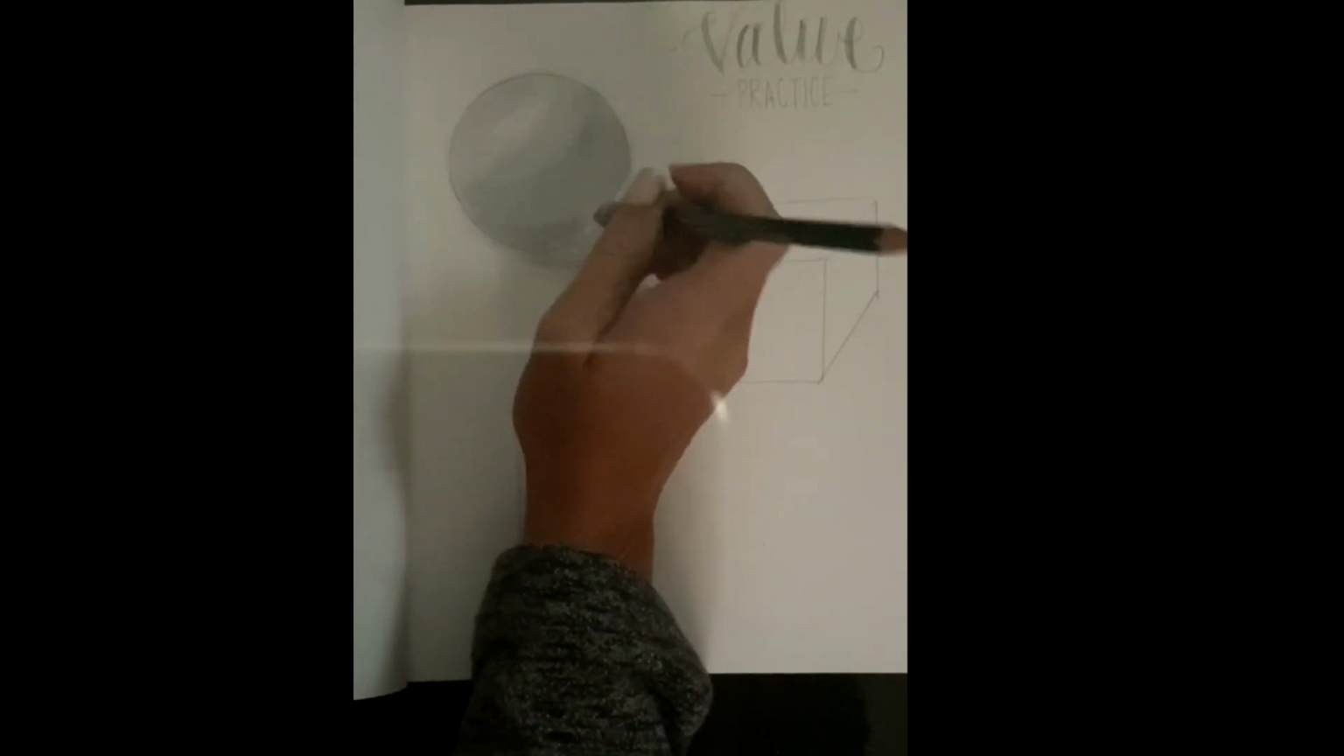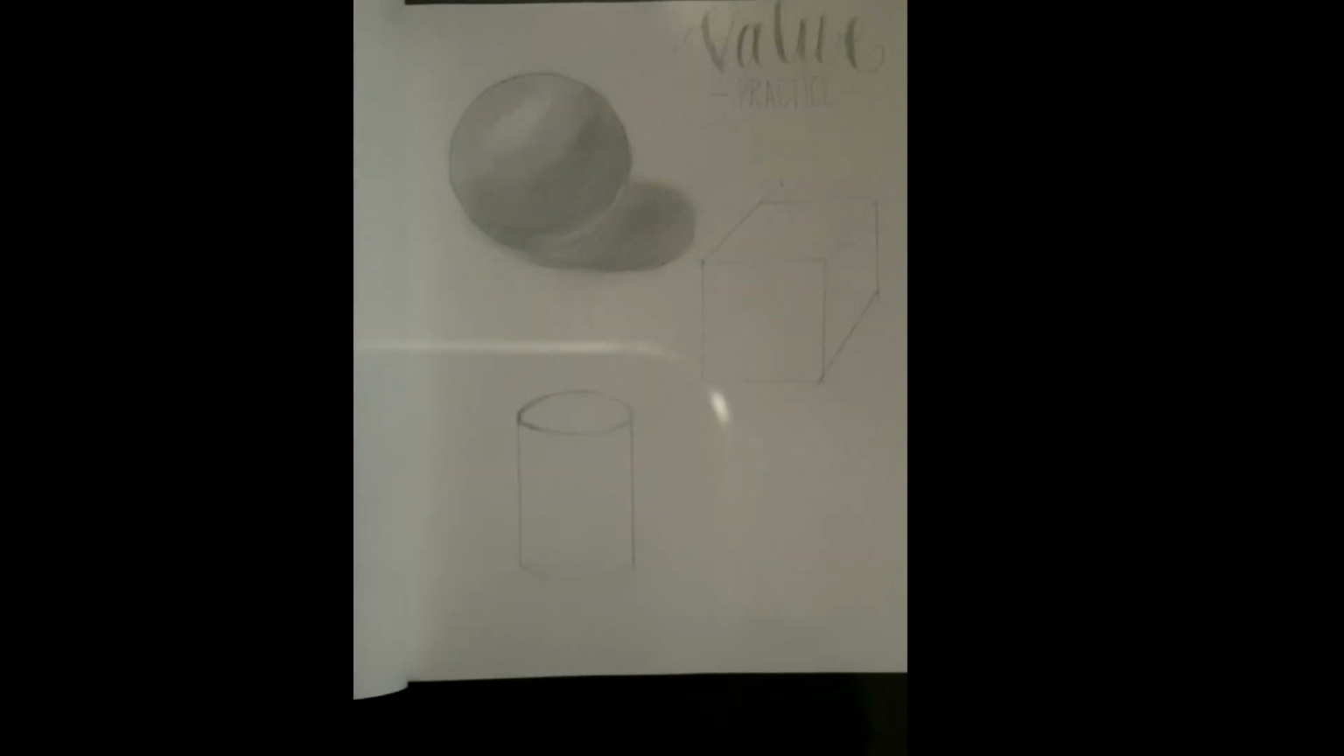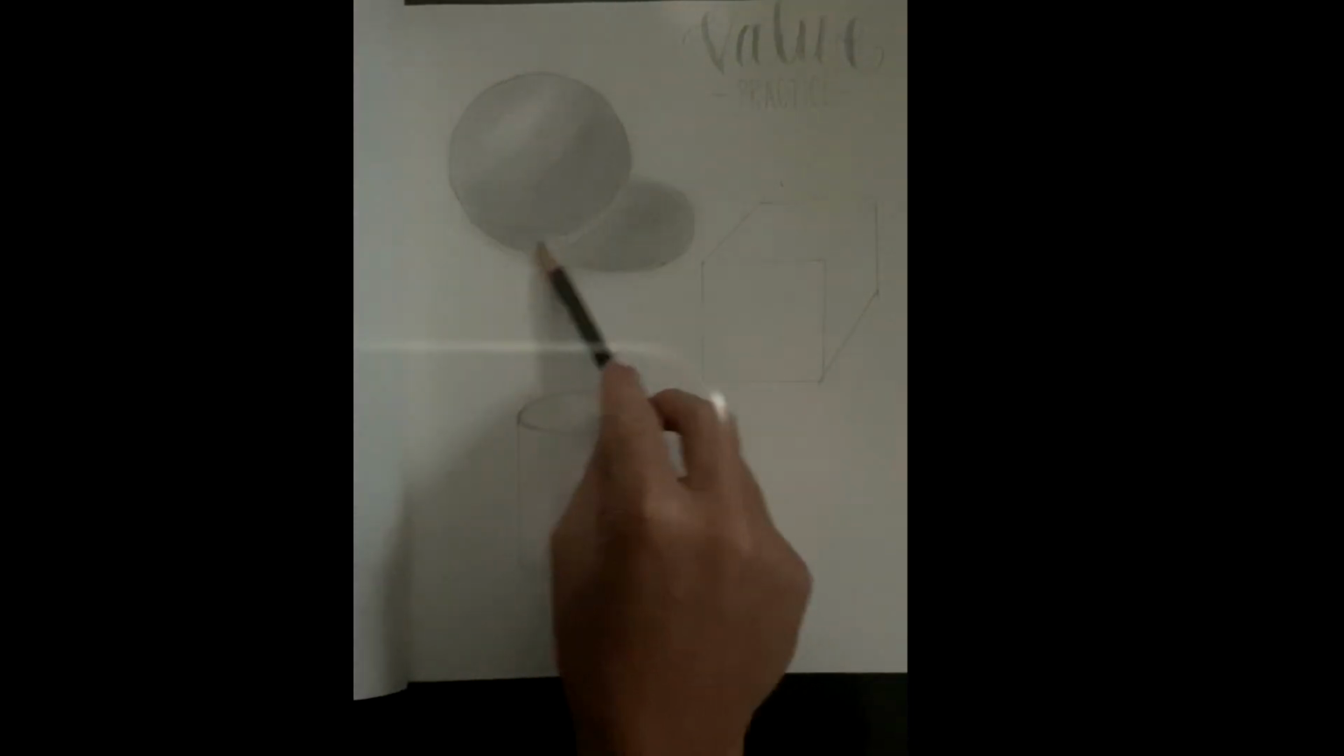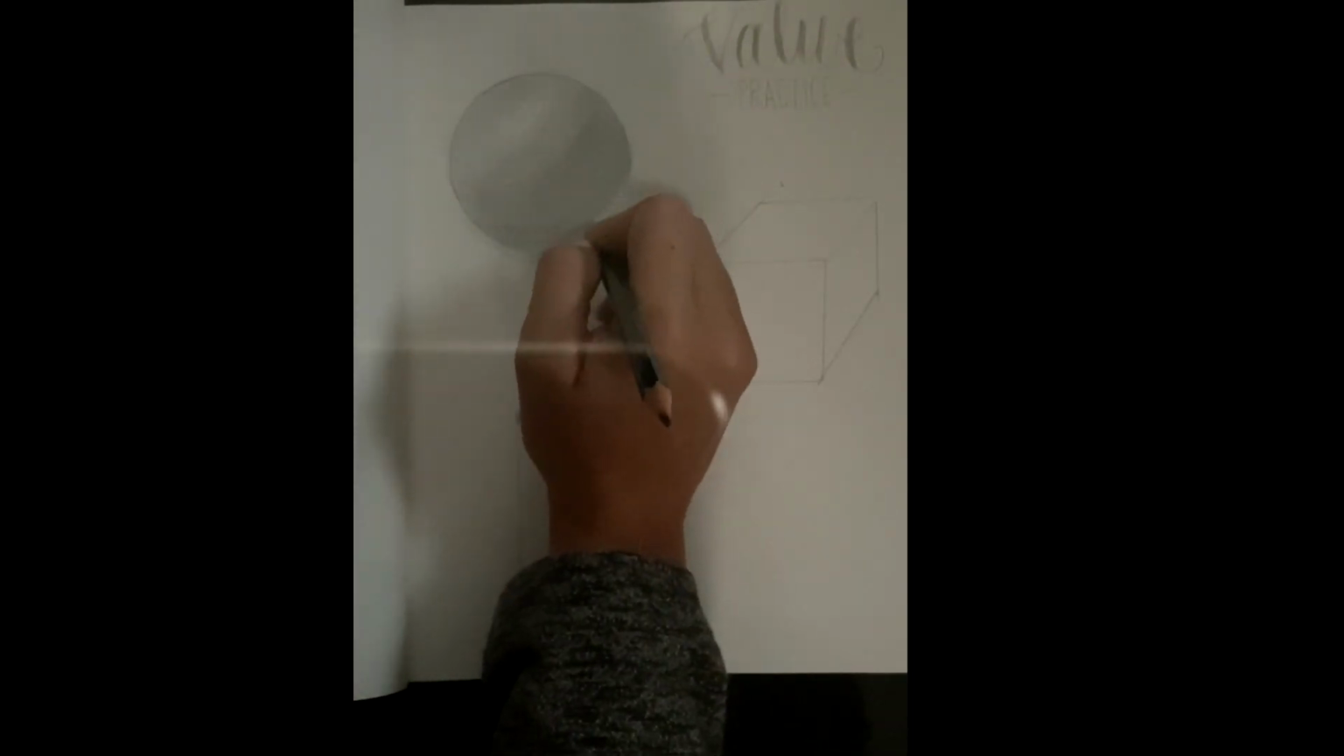You're going to continue using value in each of these shapes to help create its form. So here I go again, making my reflection. So you have your highlight, your reflection, your middle tones, your darker tone, and your cast shadow in there.